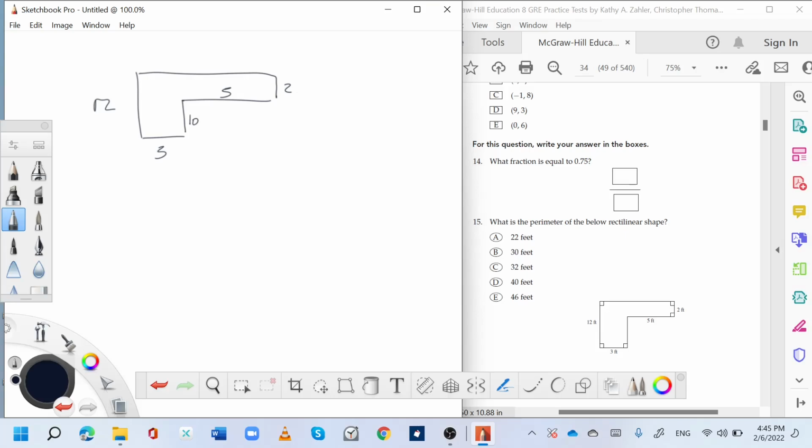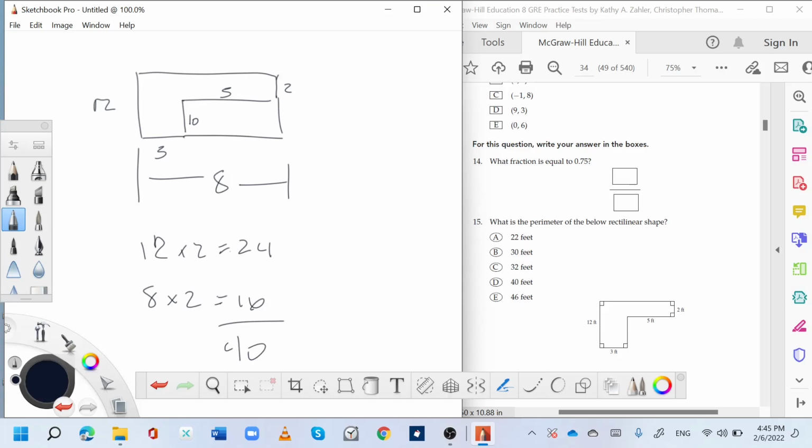All right, the perimeter is going to be the same as if we just had a rectangle like that. So we're going to add these two up, and we get 8. So it's going to be 12 times 2. We can do this a couple different ways, really. 12 times 2, 24. And 8 times 2 equals 16. 24 and 16 is 40. D is the answer.